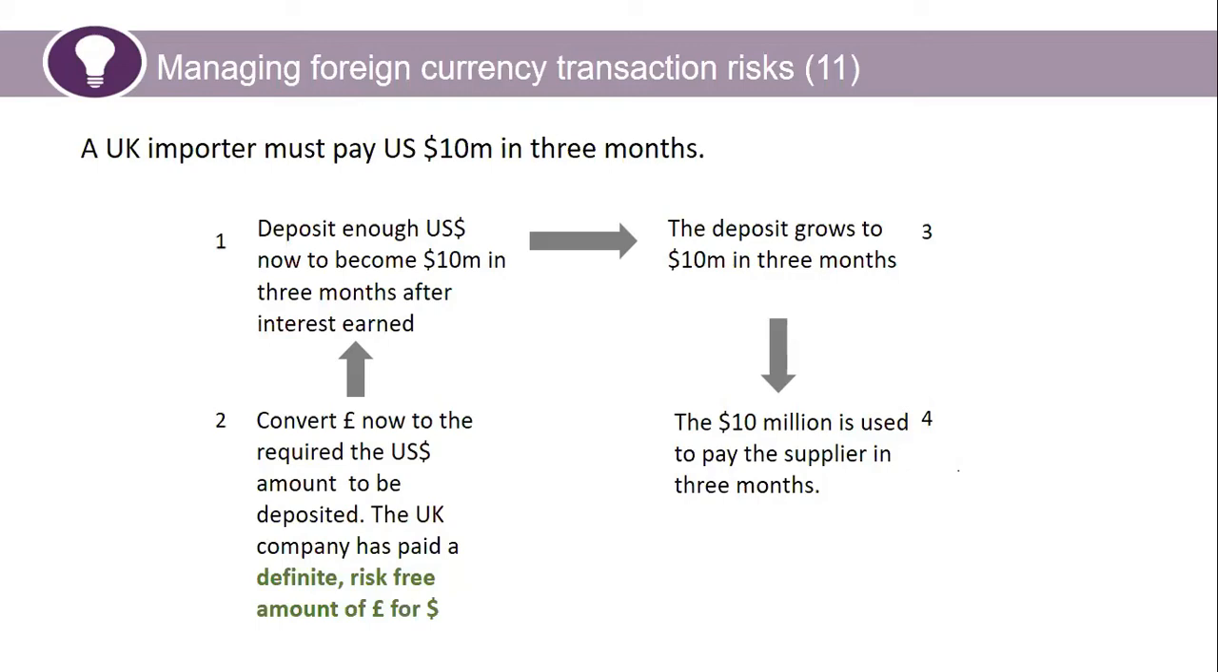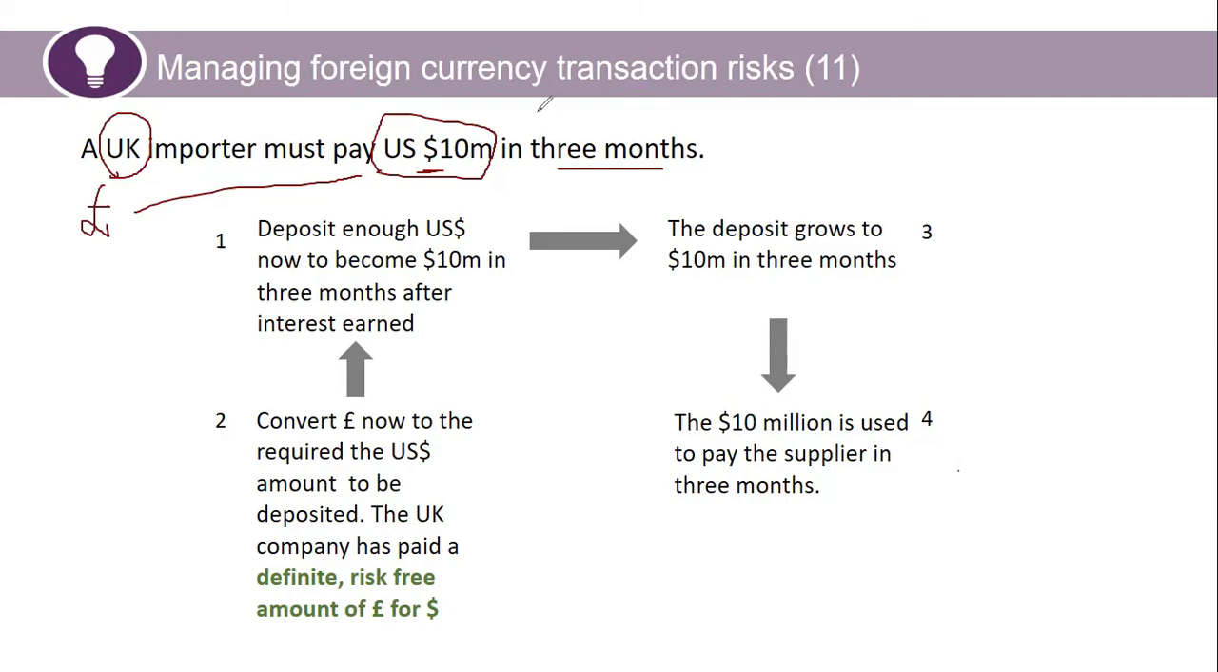So now you are a UK importer. Remember that you are a UK importer. So your local currency is pound, and you have to pay dollars. You have to pay $10 million in 3 months. And you do not know what will happen between dollar and pound in 3 months' time. And you want to secure your position. So what should I do?